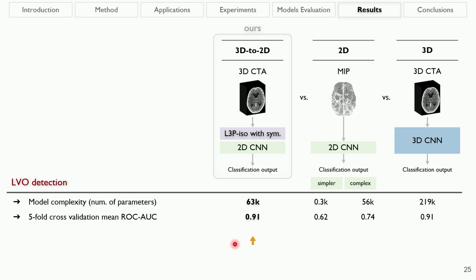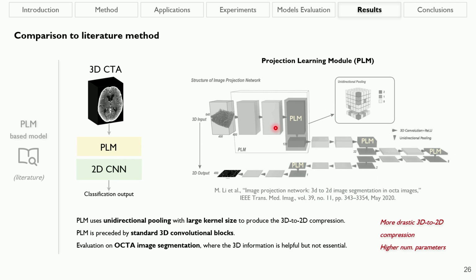For the second task, here you can see the results. For our L3P-based model, we achieve, again, equivalent results compared to a 3D model, requiring fewer parameters. And also, these results are statistically higher compared to a 2D model learning from an actual MIP.